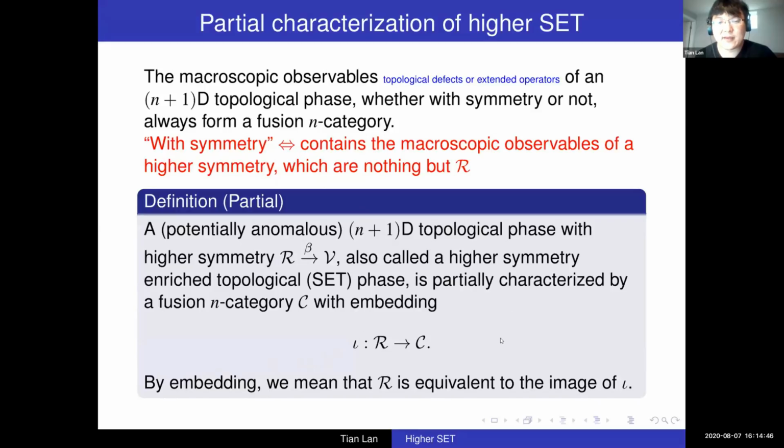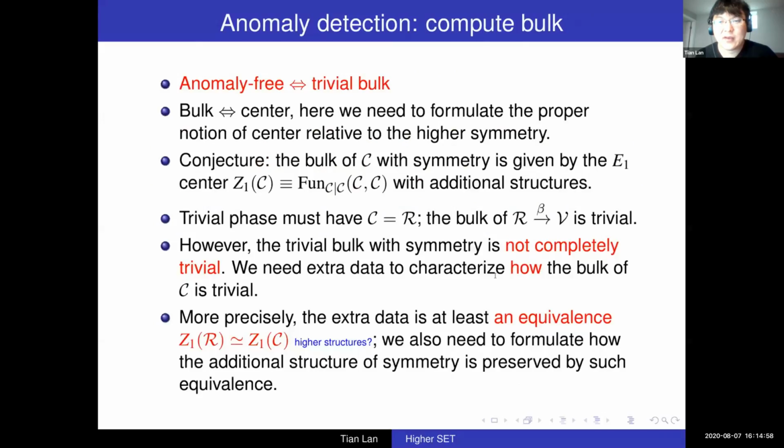And here embedding we mean something that's equivalent to this image, but because it's higher, the thing is hard to define it precisely. Okay. So the next thing we want to do is compute the bulk. There are some missing data hidden in the bulk.